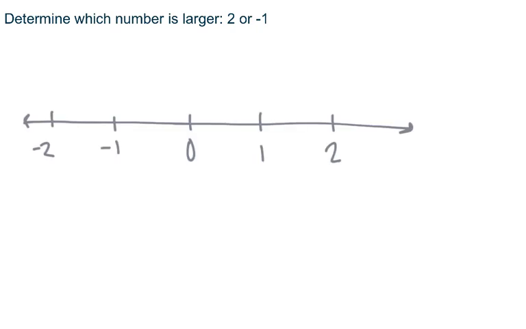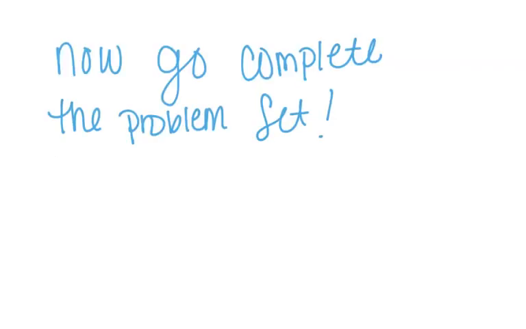All right, time for one last example. Determine which number is larger, 2 or -1. Let's start by drawing a number line. Right, let's place our point for 2 and for -1. So which number is larger? The number 2 is larger. Remember that the farther away from 0 you go to the right, the numbers get bigger. And the farther away from 0 you go to the left, the numbers get smaller. Now go complete the problem set.